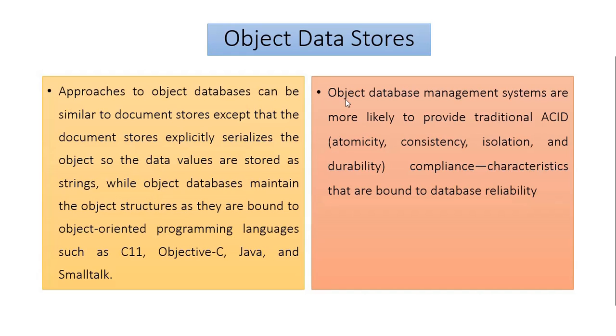The second point is that object database management systems are more likely to provide the traditional ACID properties, that is atomicity, consistency, isolation, and durability. These ACID properties are the main properties with respect to a database. So the object database management system provides compliance with these traditional ACID properties. These are the interesting facts about the object data store.